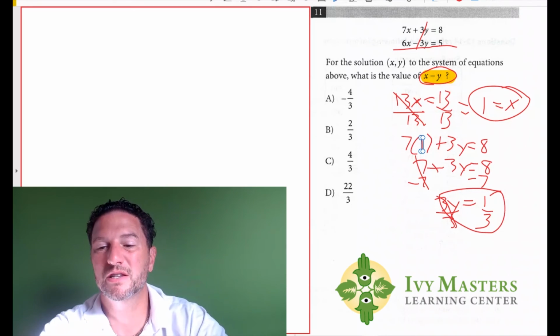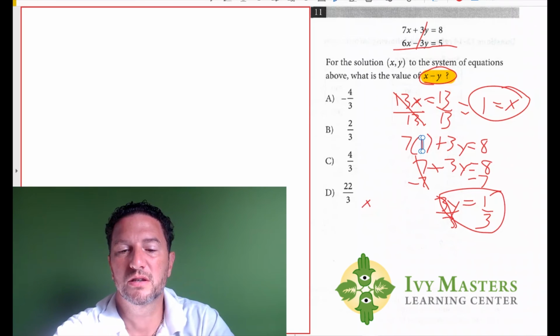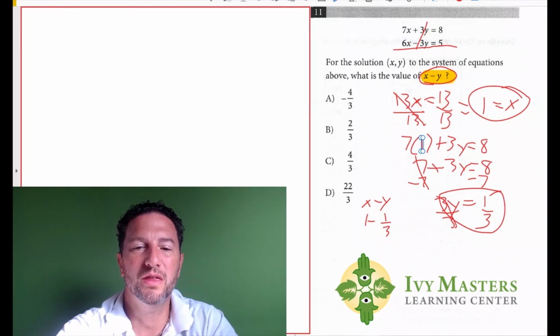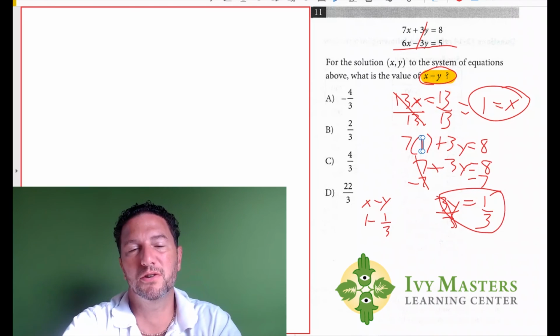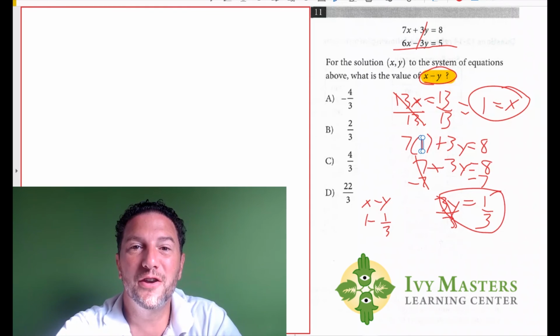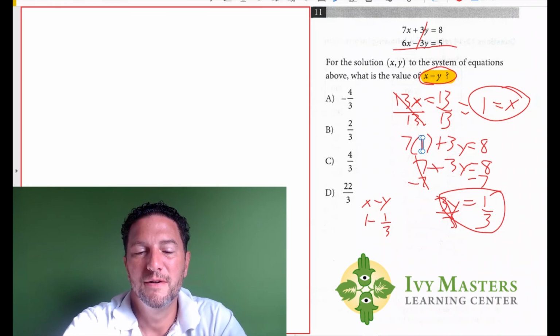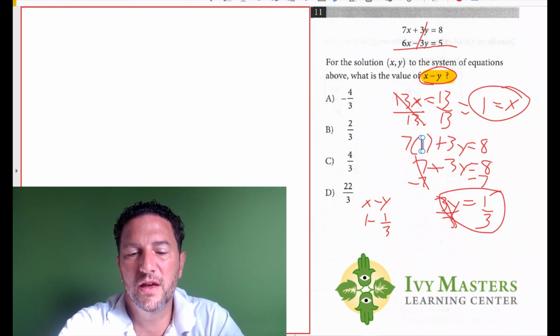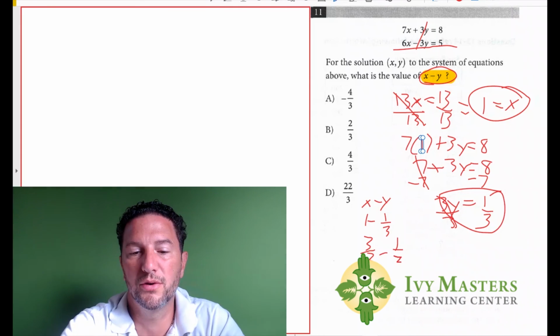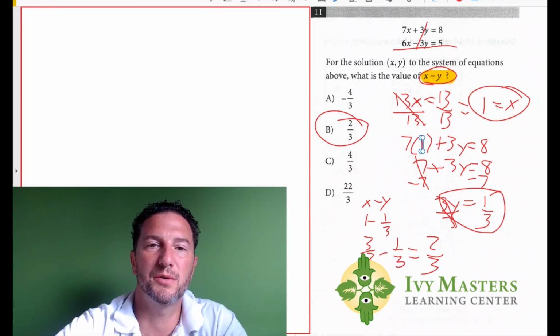It's x minus y. x minus y is going to be 1 minus 1/3. Now, this is with calc math, so you could just plug it into your calculator. I encourage you to use the n over d button for 1/3. Get your answer in a fraction. If you had to do this on a no calc math section, remember you need a common denominator. What's 1? It's 3/3 minus 1/3. And what's it equal? 2/3, which is your answer B.